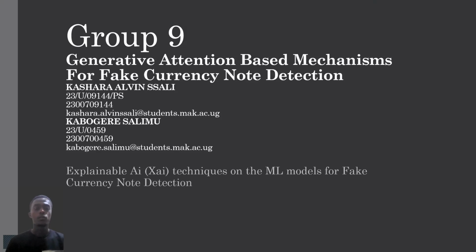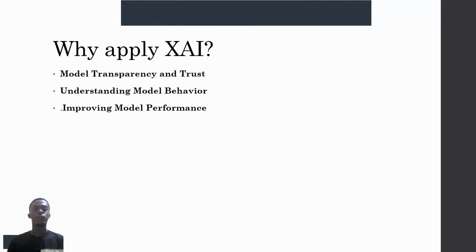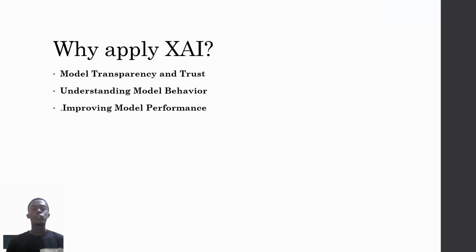Thank you very much. So I would start with why we apply explainable AI simply because we want to get model transparency and actually trust the models we develop. Then also understanding model behavior, that is understanding the prediction or the classification or the output of the model. Then also we want to improve the model performance, and this is achieved whereby applying XAI helps us understand the interior working of the model itself and devise ways of making the model perform better.